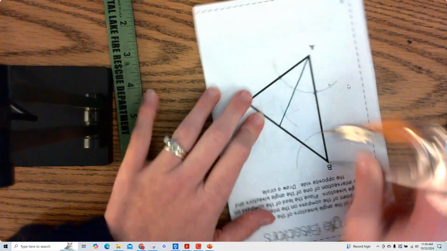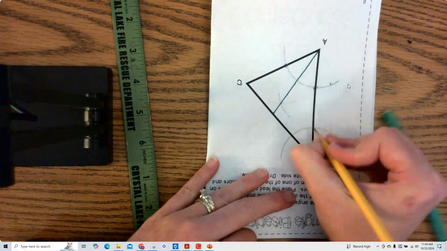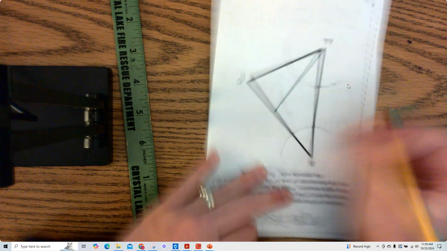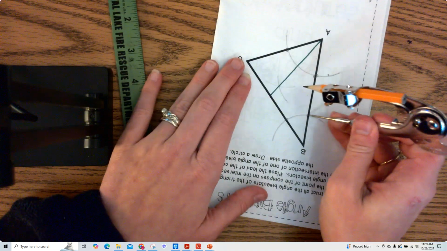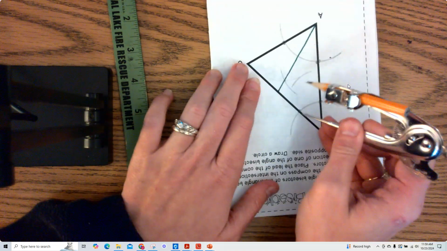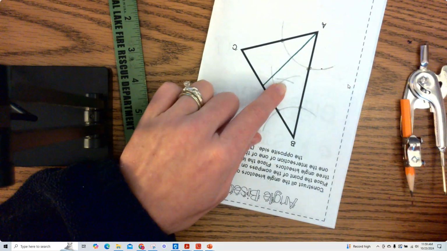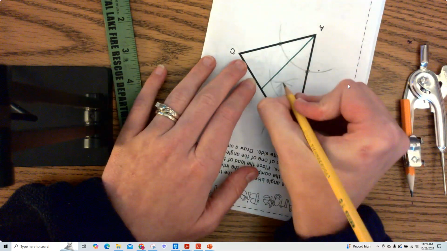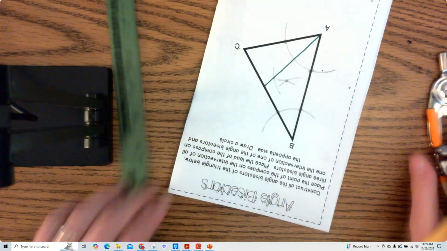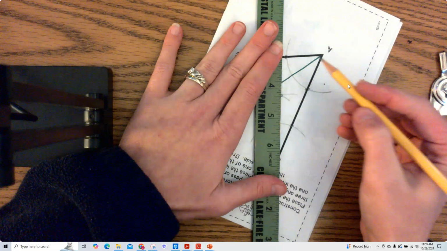So I put a mark across angle B. And then where that arc crosses in these two places, I move my compass there, and then to the other one. And then it's where those final two cross. And I connect that to B.